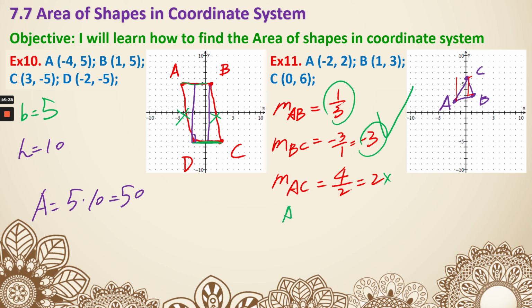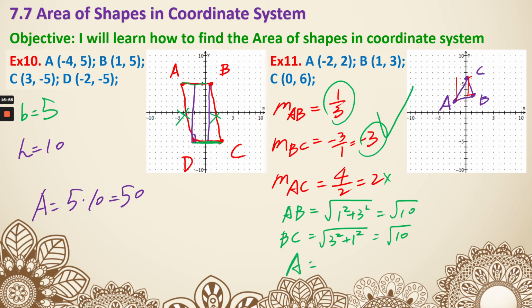Now it's time to find the length of them. AB is square root of 1 squared plus 3 squared, which is square root of 10. BC is same thing, square root of 3 squared plus 1 squared, which is also square root of 10. And afterwards, I just need to use my formula. 1/2 times, let me find out what is square root of 10 in decimals. That is 3.16.